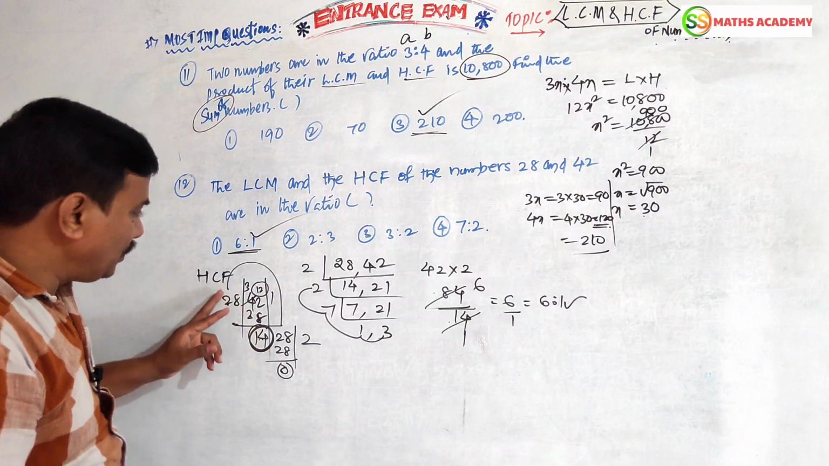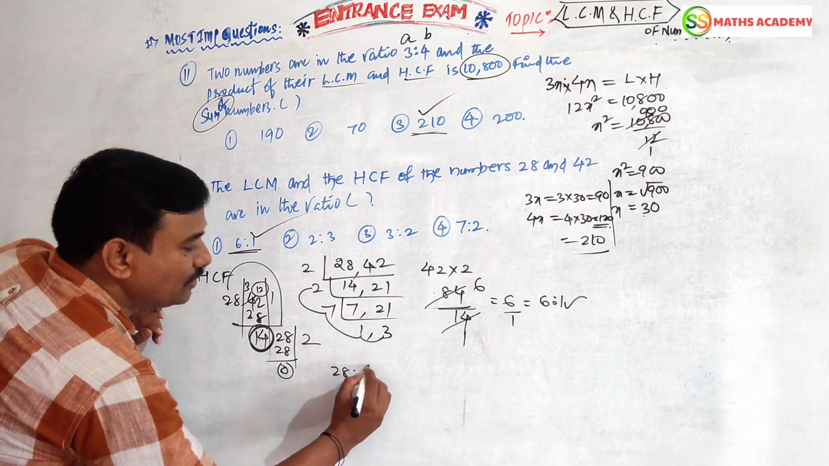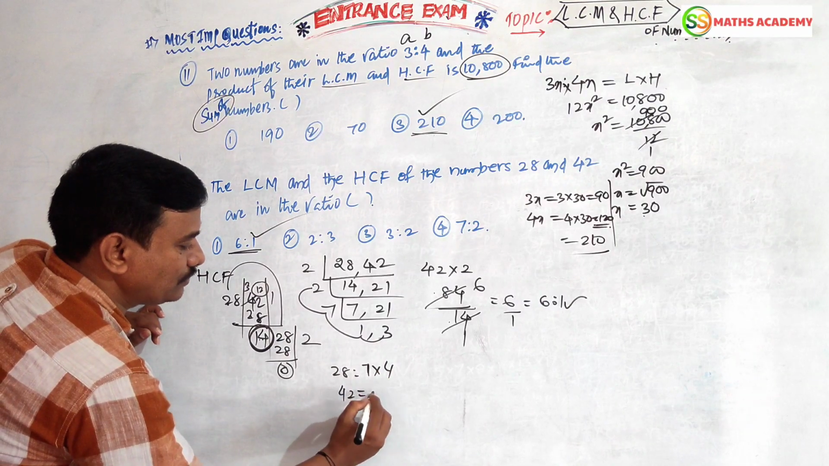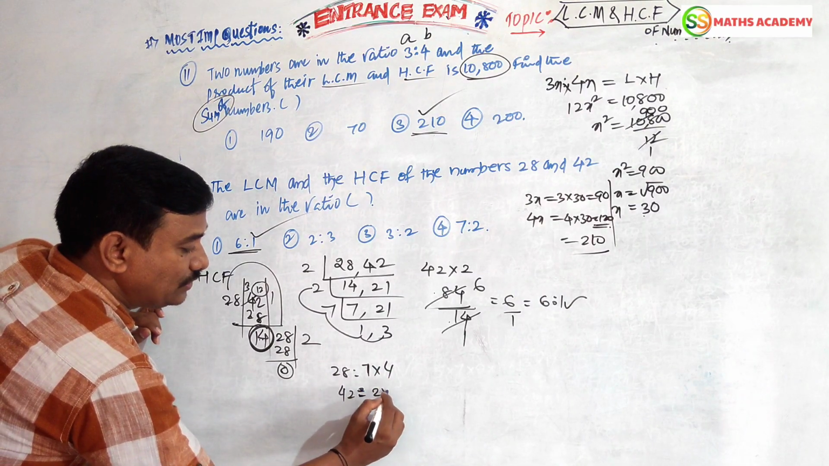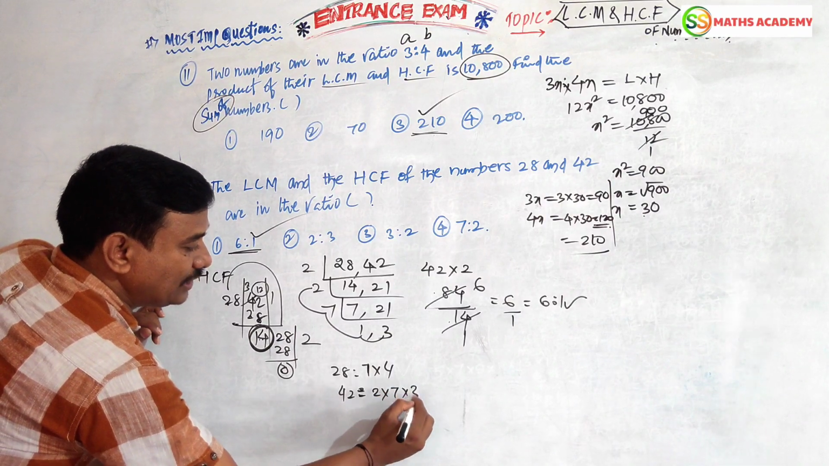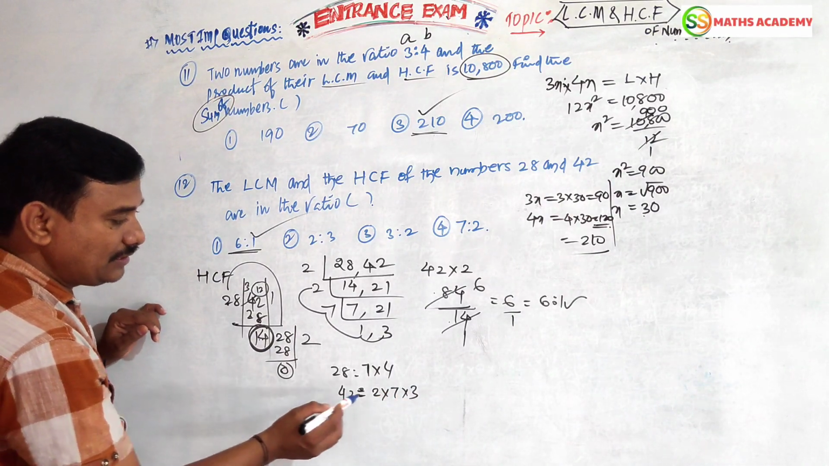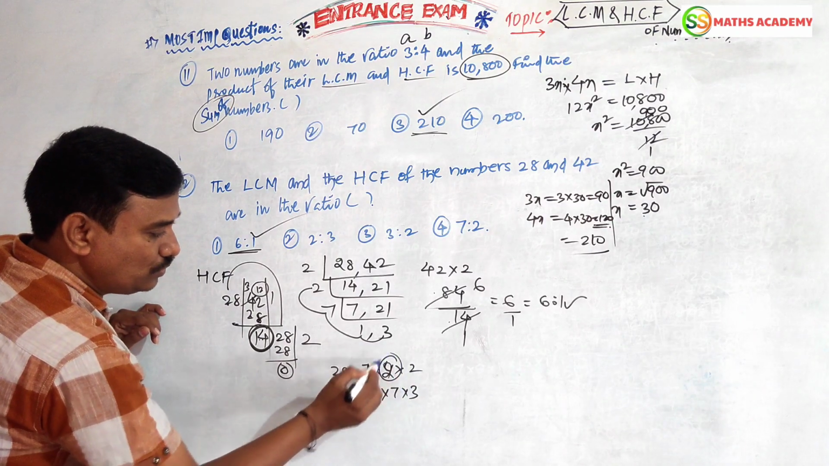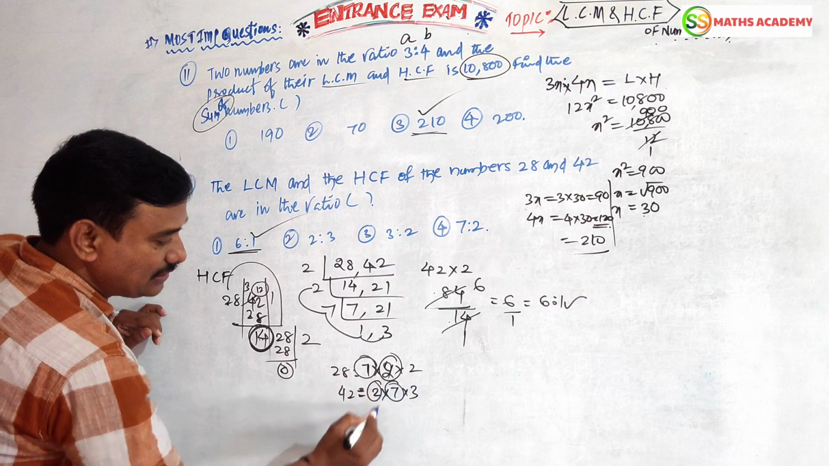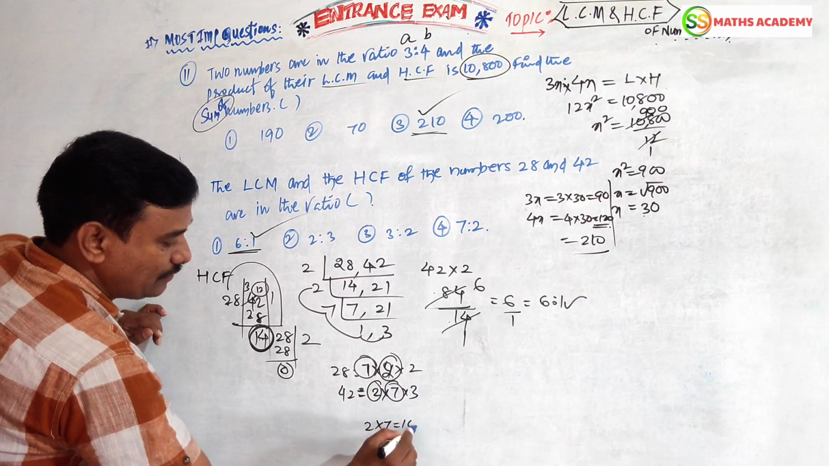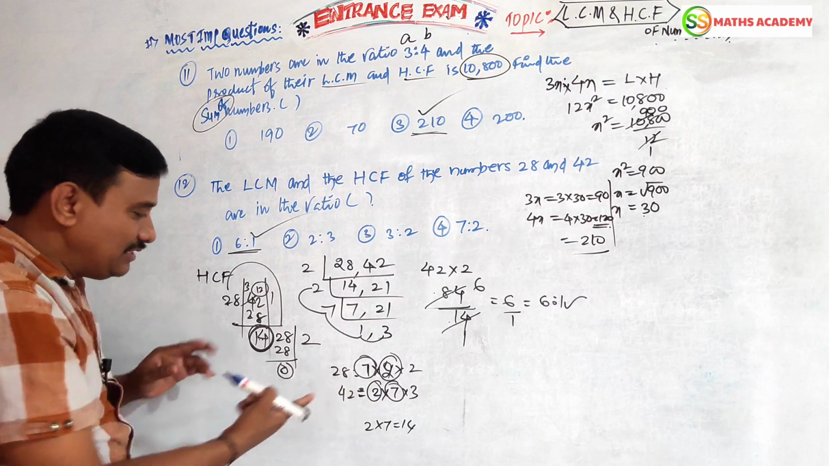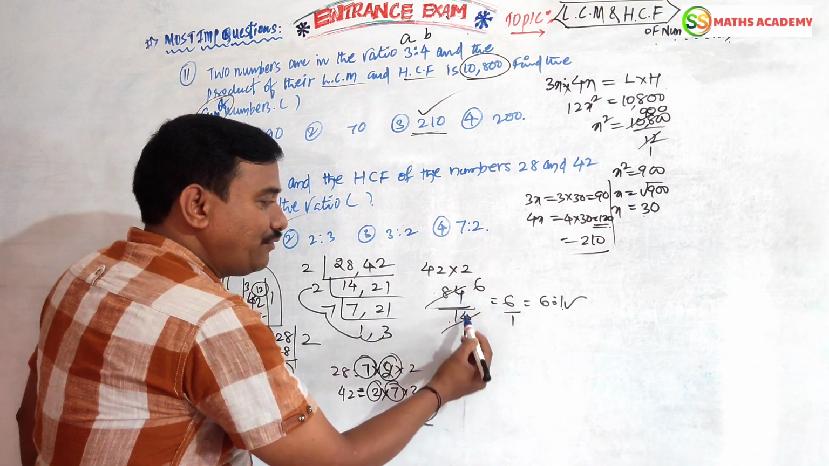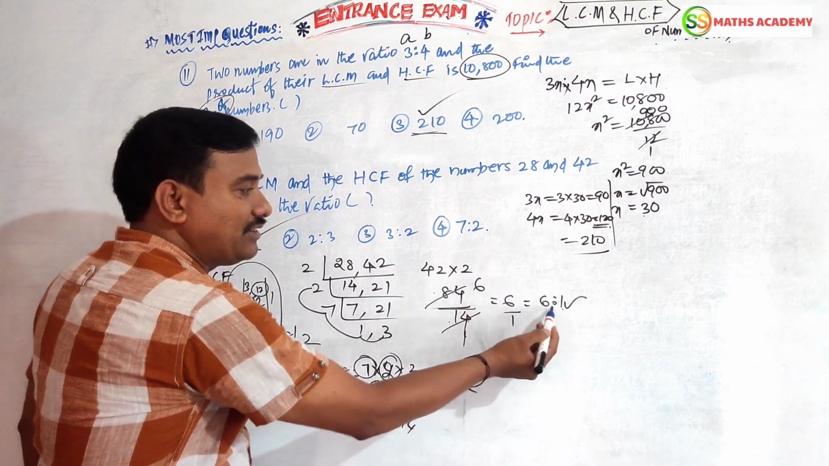Okay, got it. You can do it with this method also. 7 into 4, 42. 42 is 2 into 7 into 3. What is common here? Here 4 means 2 into 2. What are the common elements here? 2 and 7. 2 into 7, 14. But this is the best method, I am telling. Now the answer is 6:1. 84 by 14 is 6. 6 by 1, nothing but 6:1.